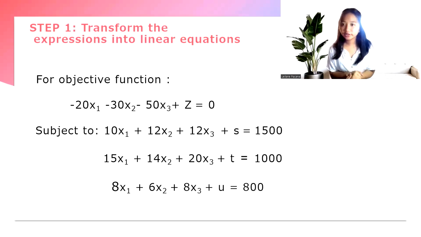And for our third constraint, it's 8x sub 1 plus 6x sub 2 plus 8x sub 3 plus u. Our u here is our third slack variable, because actually we can use letters or variables, for example s, t, u as the slack variables. So u here is our third slack variable for our third constraint, and it is equal to 800. So now we have linear equations.